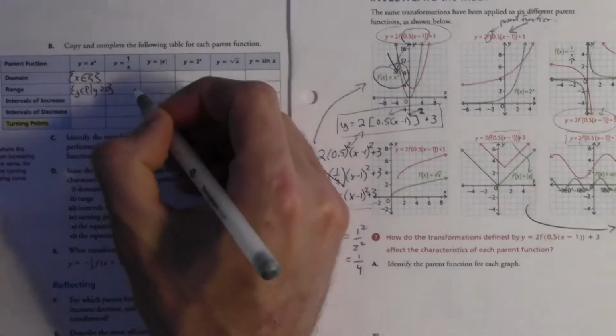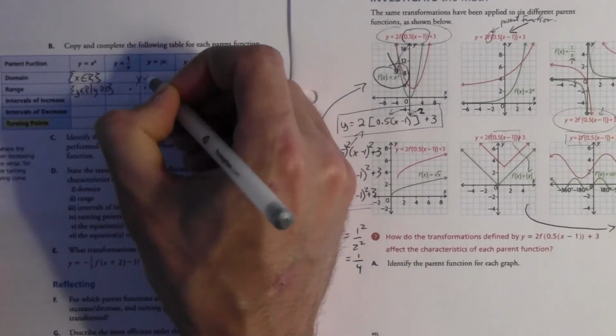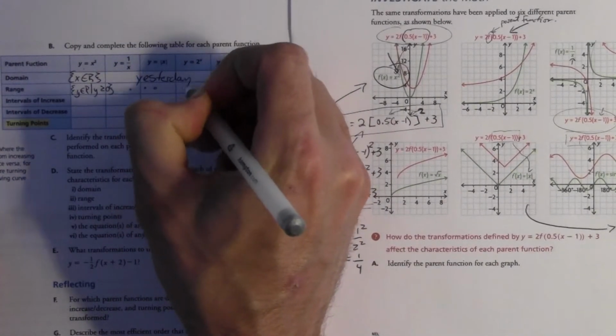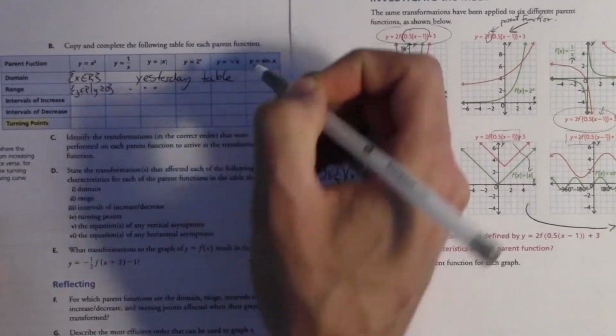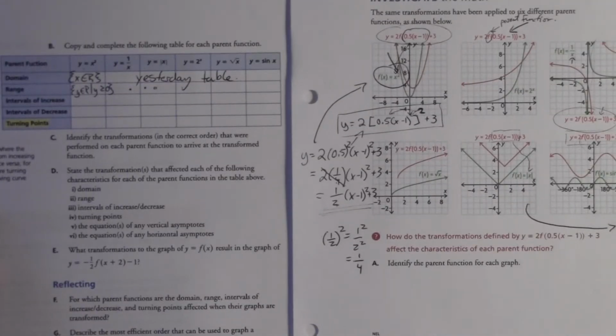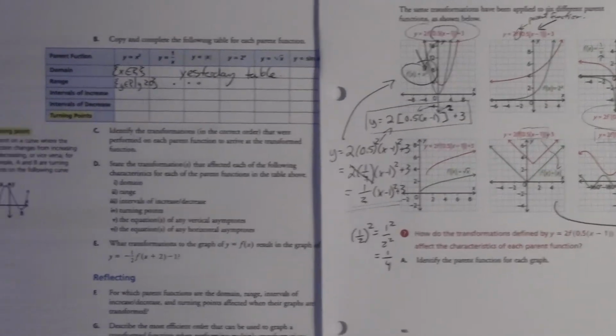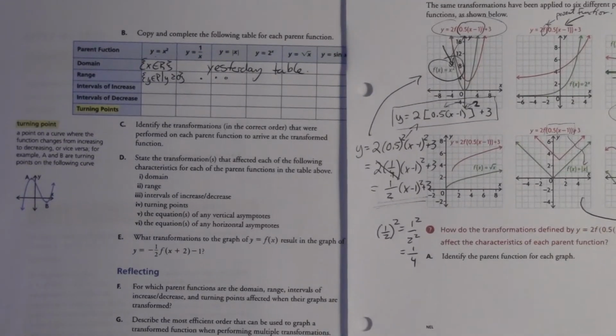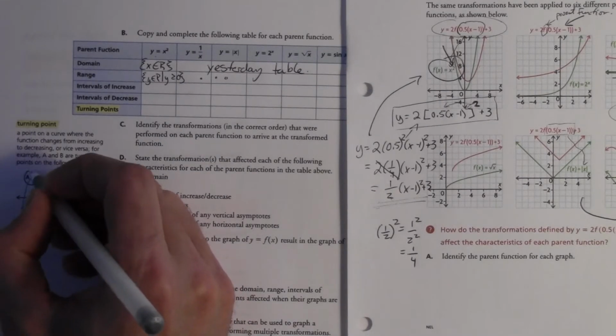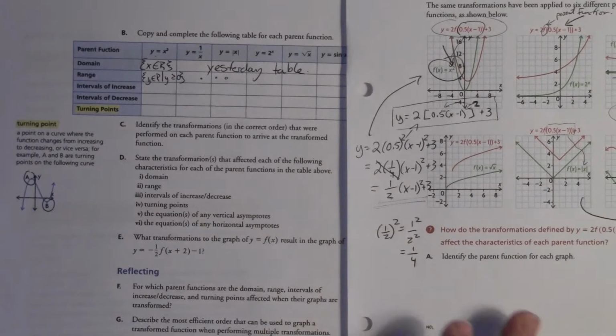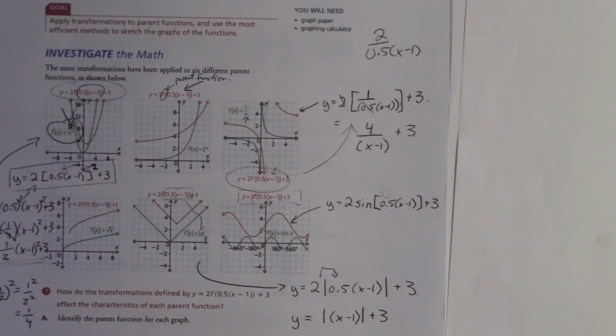So I'm going to write in here yesterday's table. This is the handout I gave you guys. Turning points is the only new one. So it describes here, defined on the left: a turning point is a point on a curve where the function changes from increasing to decreasing or vice versa. Here we see point A is a turning point and point B is a turning point.